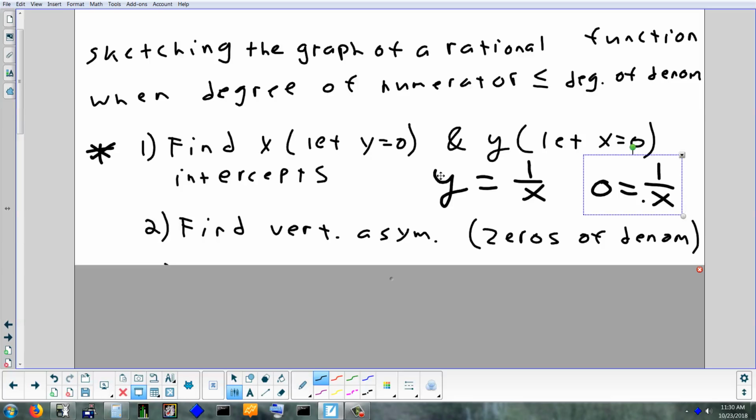Okay, so try to find intercepts if we can. Next, find your vertical asymptotes. That's the zeros of the denominator as long as what?